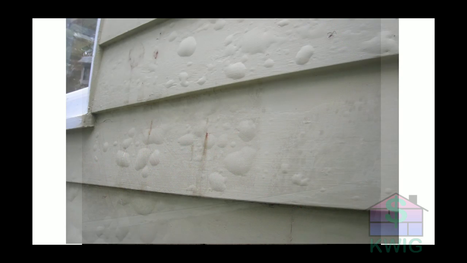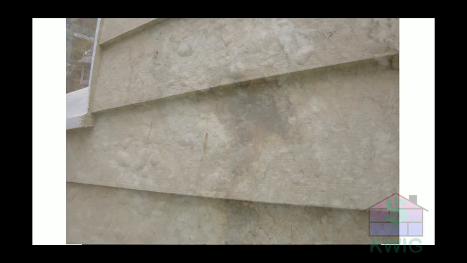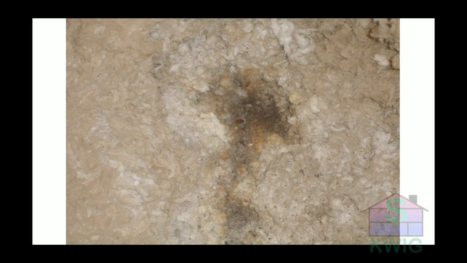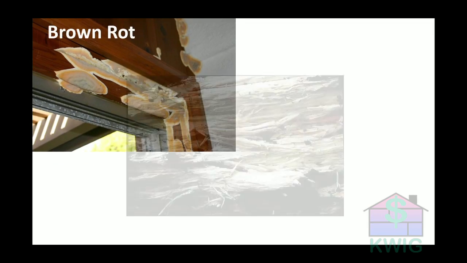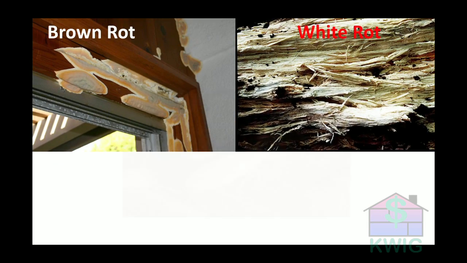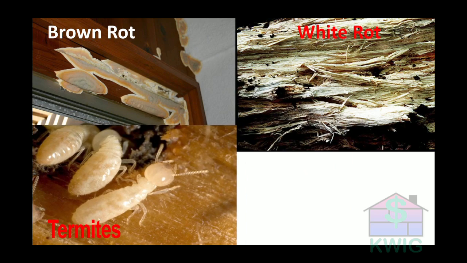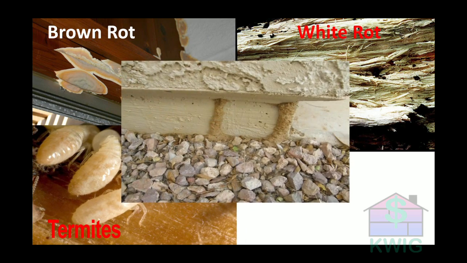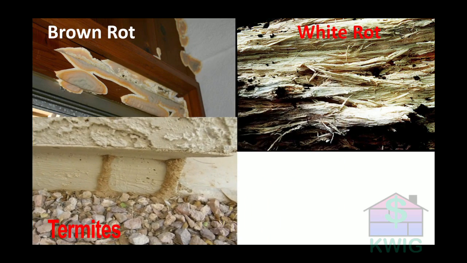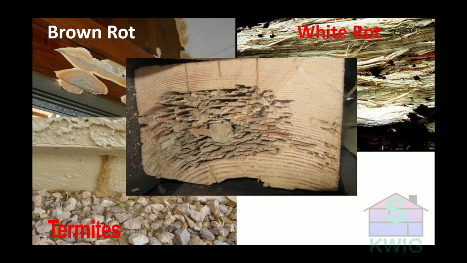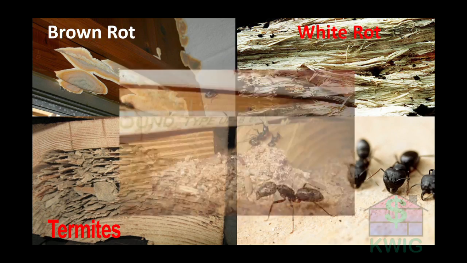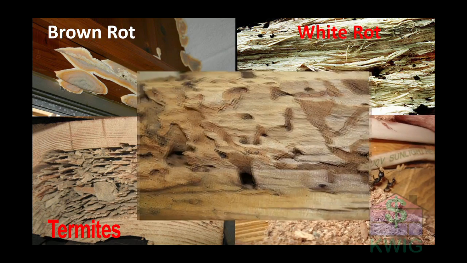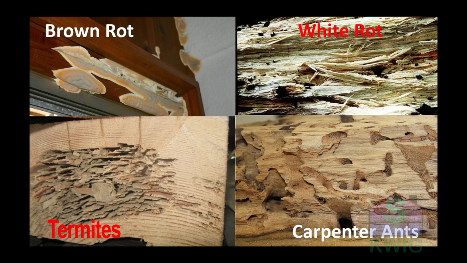mildew, paint failures, wet, ineffective insulation, and wood-destroying organisms like brown rot and white rot, which are fungi that will soften the wood, subterranean termites, which need to stay moist, so they build mud tunnels from their homes in the ground to the wood of the house where they eat along the grain, and carpenter ants, which leave telltale piles of sawdust and tunnel every which way through the wood, making their homes.